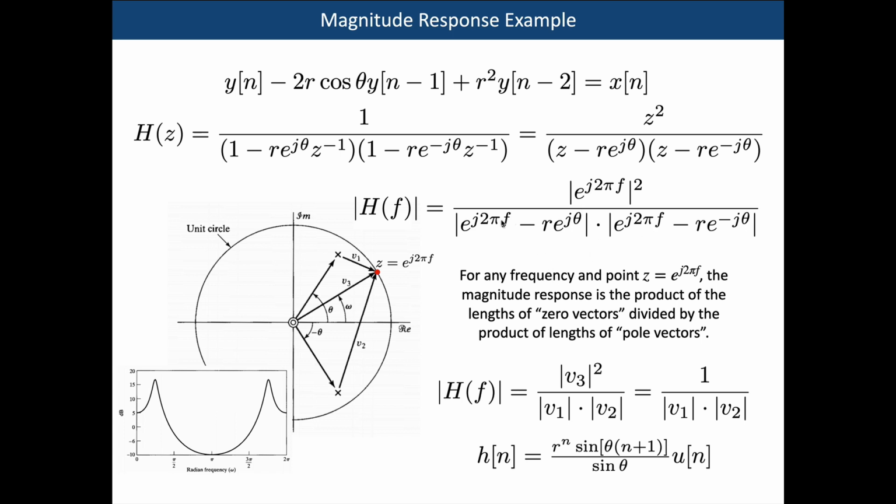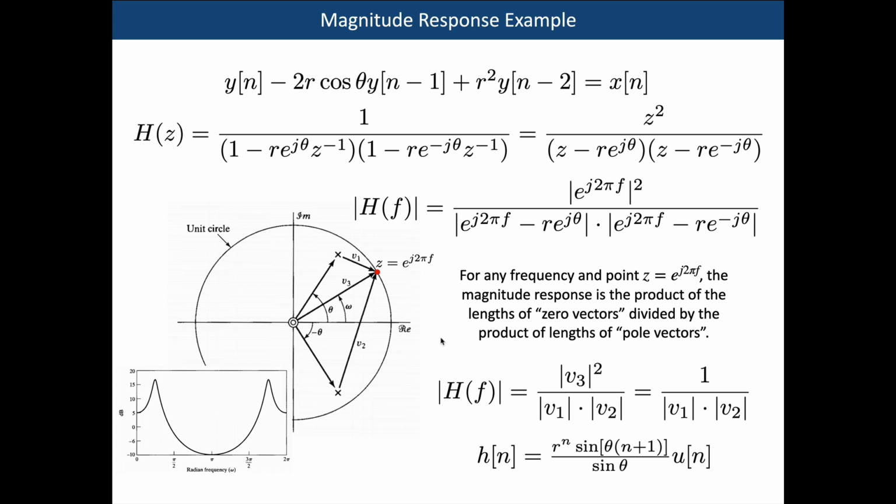These are, again, the difference vectors, the vectors that point from the poles and the zeros to the point on the unit circle in question. And so if I call this vector v3, and this one v1, and this one v2, we see that for any frequency, the magnitude response is the product of the lengths of the zero vectors divided by the product of the lengths of the pole vectors.